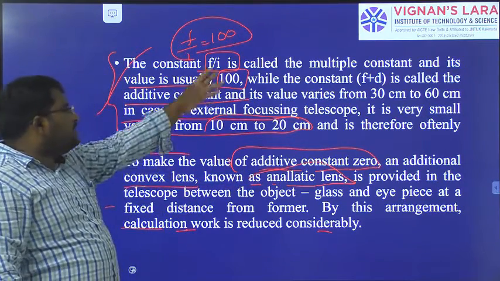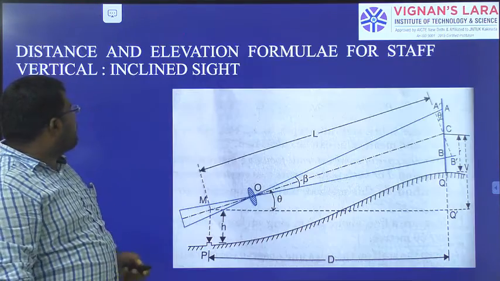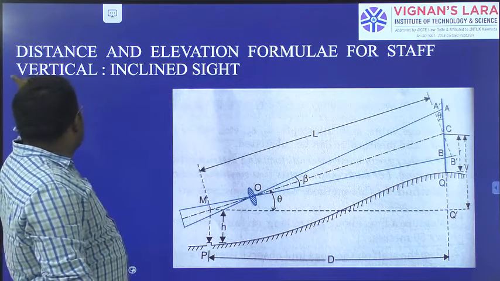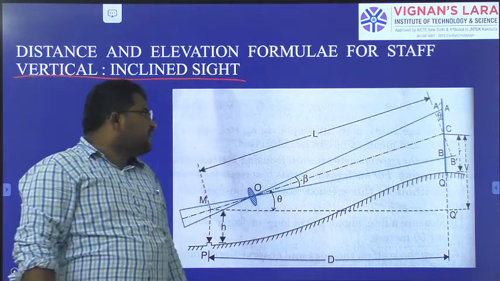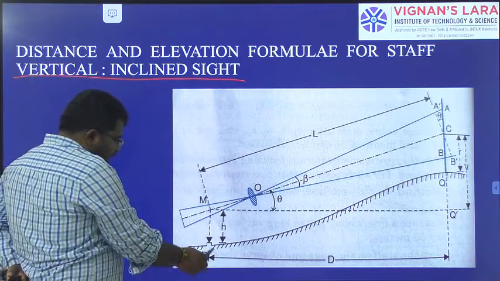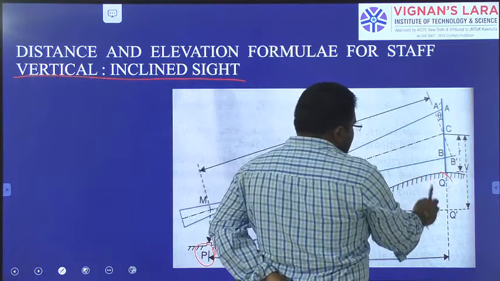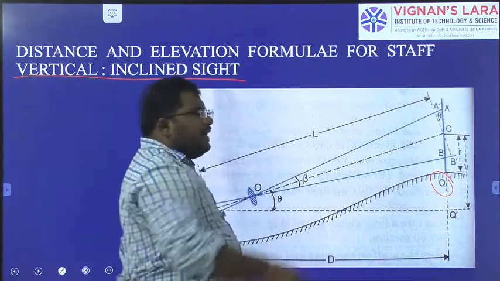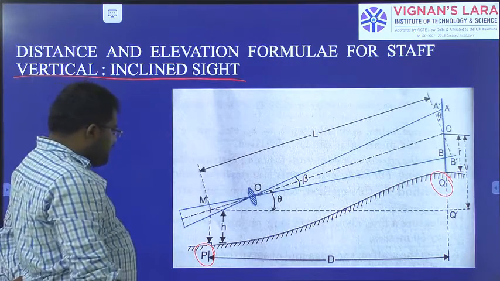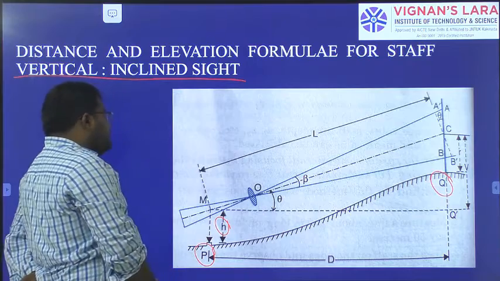With the help of that, the additive constant will become 0, right? Next are the distance and elevation formulae for a vertical staff on an inclined sight. If your instrument is kept at point P and the staff is kept at point Q, at a higher level compared with the instrument, the height of the instrument is small h.